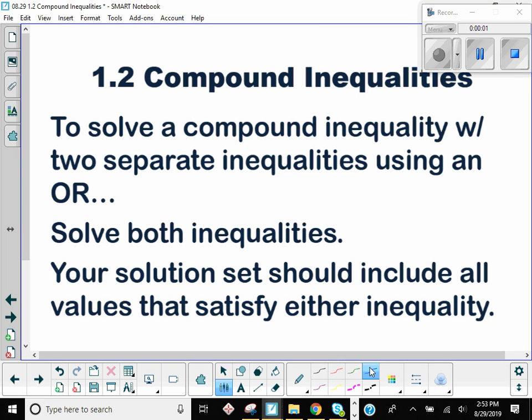For OR inequalities, you want to do this. You want to solve both of them, and then your solution set should include all values that satisfy either one.